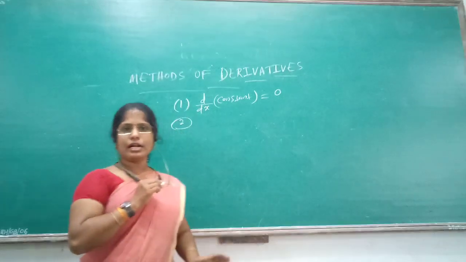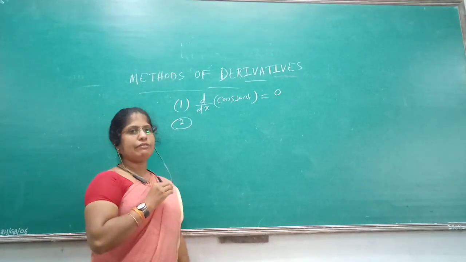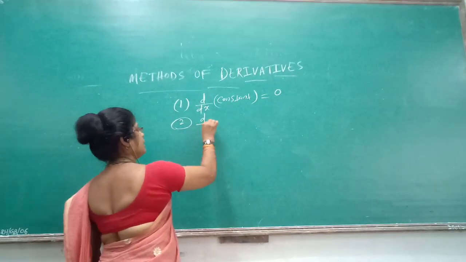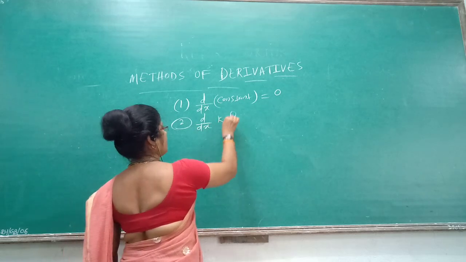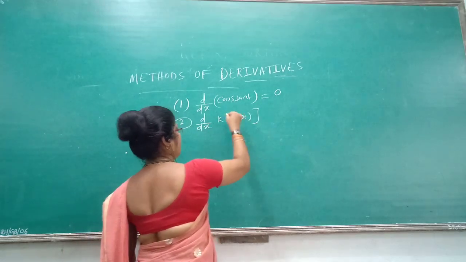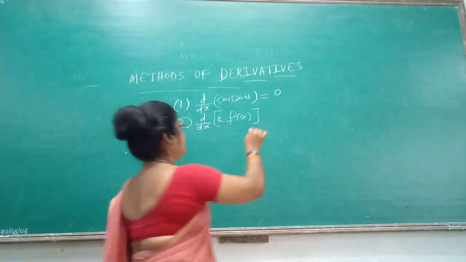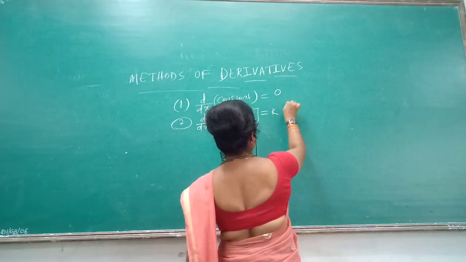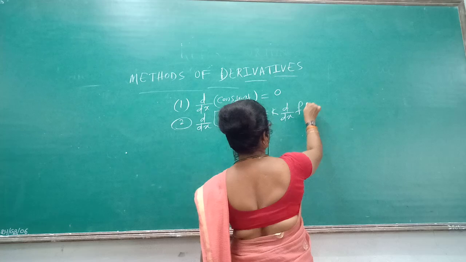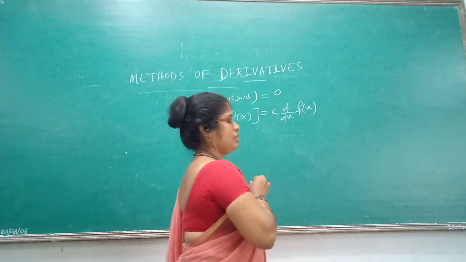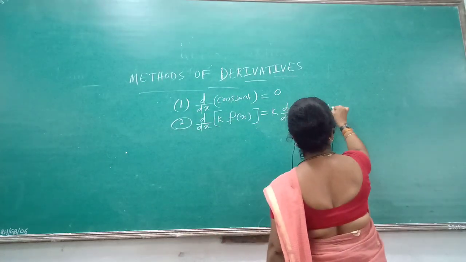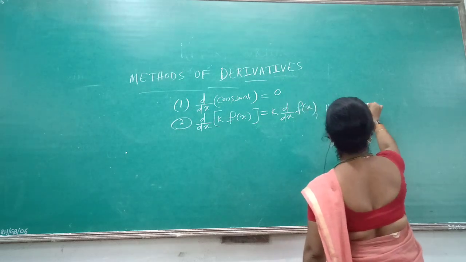Taking the constant outside and the derivative of that function, that is d by dx of a into f of x. So what is the formula? a into d by dx of the function. So here k is a constant.